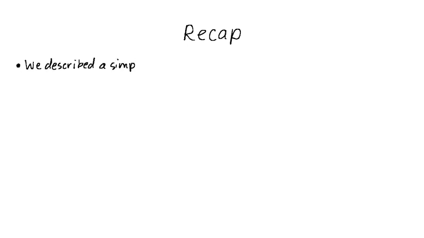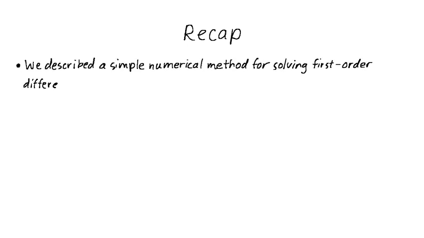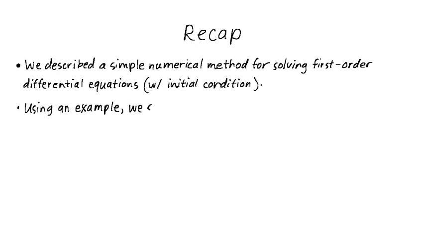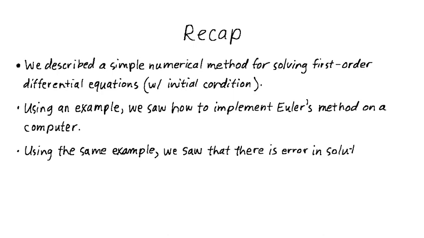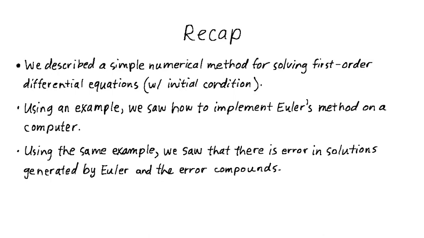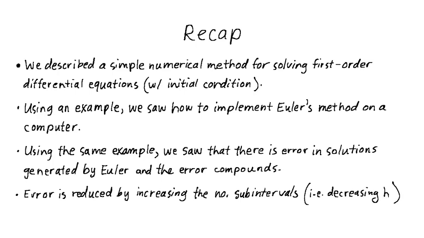We described a simple numerical method for solving first-order differential equations when also given an initial condition. Using an example, we saw how to implement this simple method, called Euler's method, on a computer. Though we only touched on implementing the method with a spreadsheet, I'll likely require you to use more sophisticated approaches as the course goes on. Next, we saw that, perhaps unsurprisingly, there was error associated with the solutions generated by Euler's method, and that these errors compound. Finally, we saw that we could reduce the error by increasing the number of subintervals included in the method.